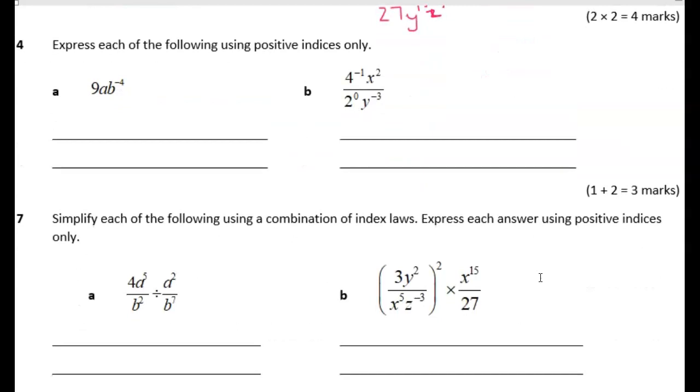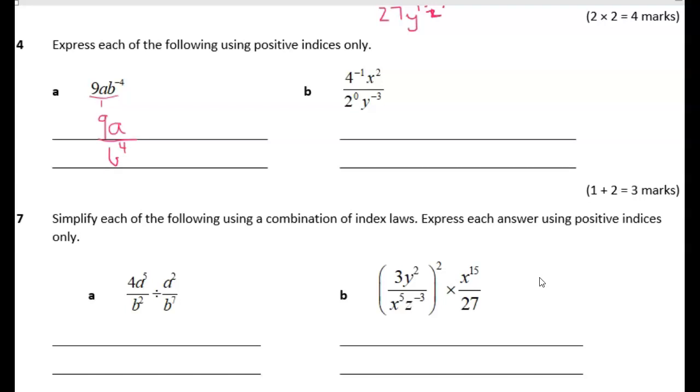Okay, question 4. So we've got to express these with positive indices. So this -4 only applies to the b. So treat everything separately. So the 9 and the a, so when you think about it, this is the same as a fraction. It's like 9ab to the -4 over 1. So anything with a negative power goes from the numerator to the denominator. Okay, so the b now goes down to the bottom, and the power is 4.